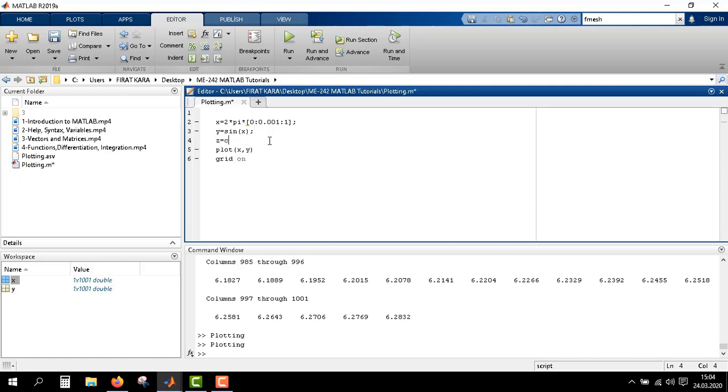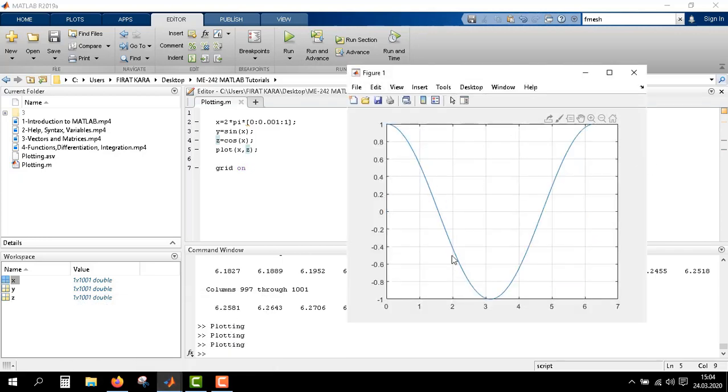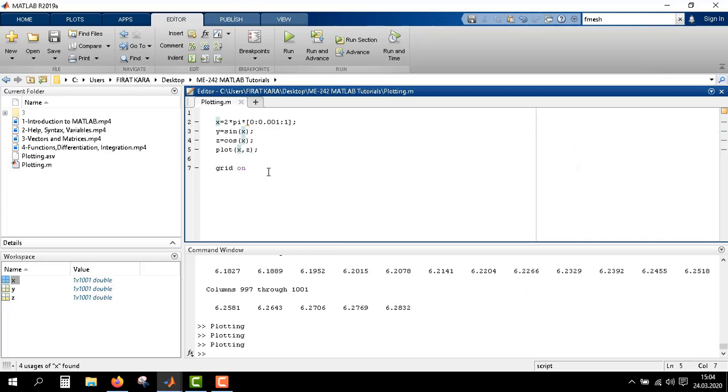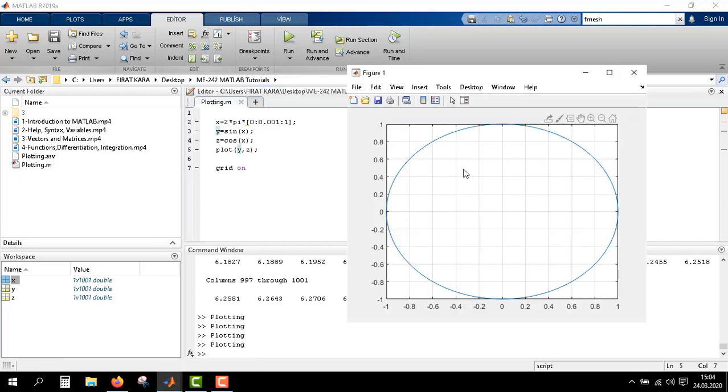Maybe it can be z equals cosine x, and we can plot x with respect to z. And this is the cosine graph from 0 to 2 pi. Okay, let's graph y with respect to z. And yes, as we know, it's the unit circle. Okay, guys, let's make some different plottings.